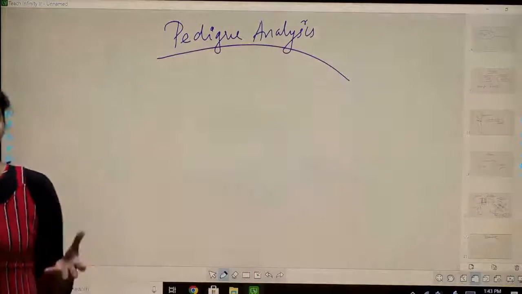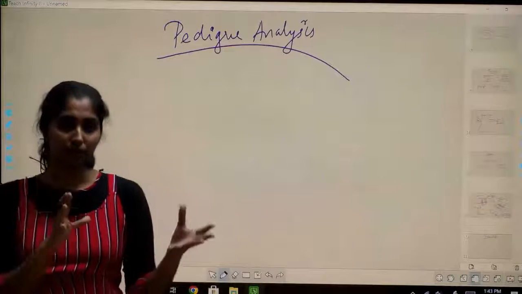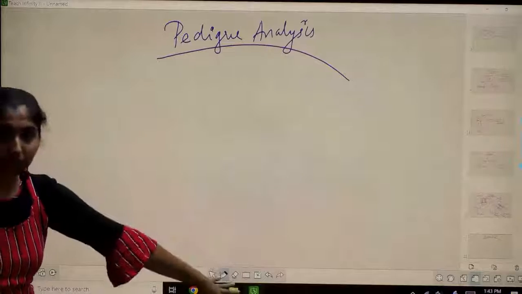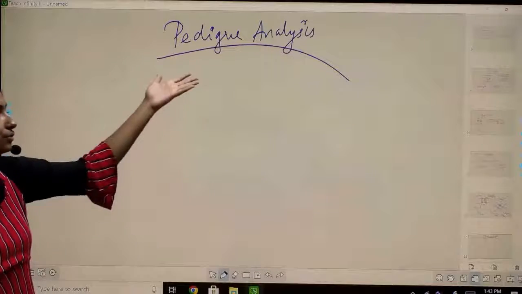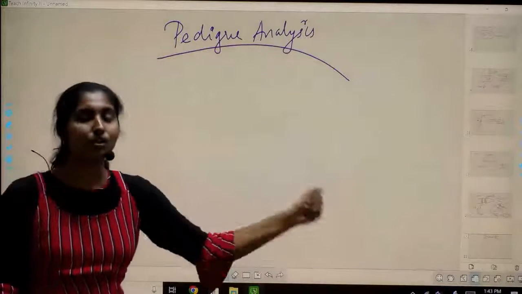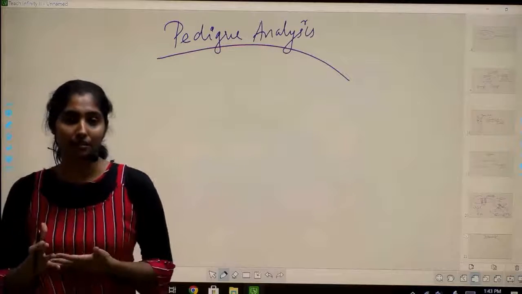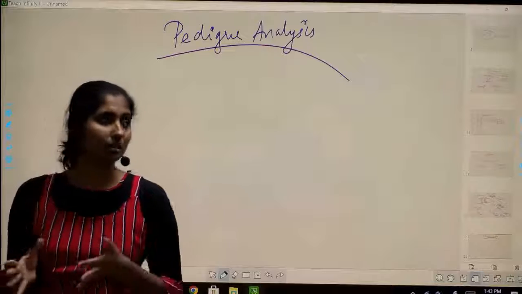So in humans, we can study the inheritance of a particular trait or disorder with the help of drawing a family tree and analyzing this. That is simply referred to as pedigree analysis. So in pedigree analysis, we are trying to find what is the inheritance pattern of a particular trait or disease.